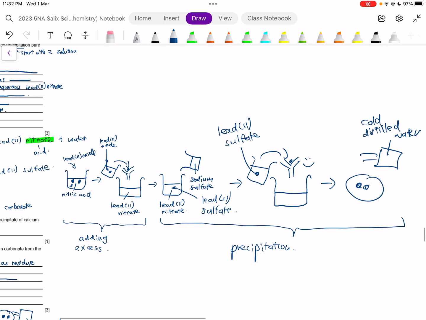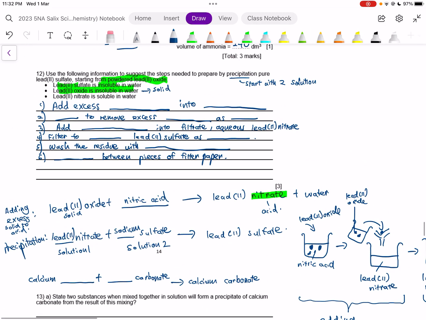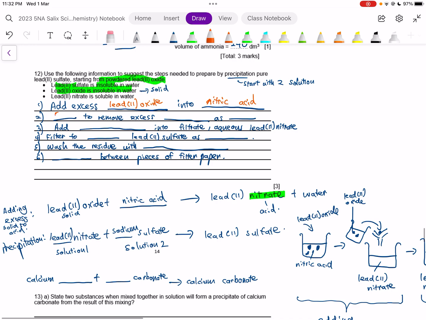So I'm using sort of two methods mixed in one, so this will be a tough one. Quite special. So let's try to fill in this blank. You add excess lead 2 oxide, which is a solid, into the nitric acid. Then after that you filter to remove excess lead 2 oxide as the residue.